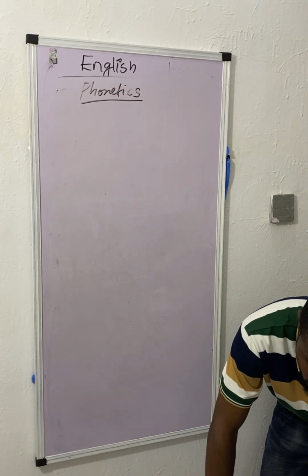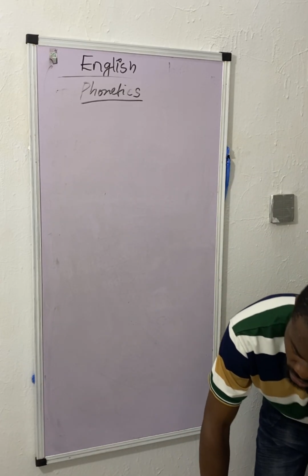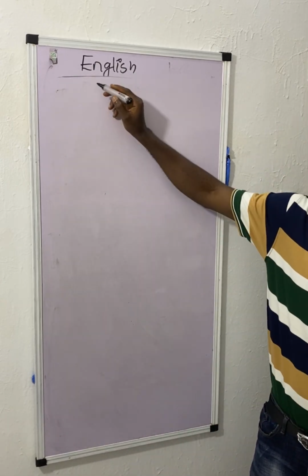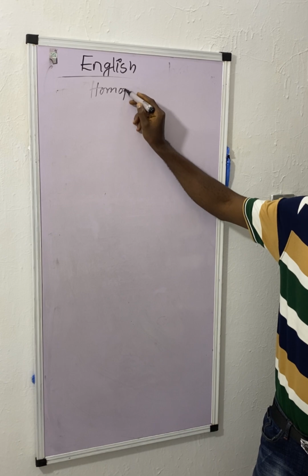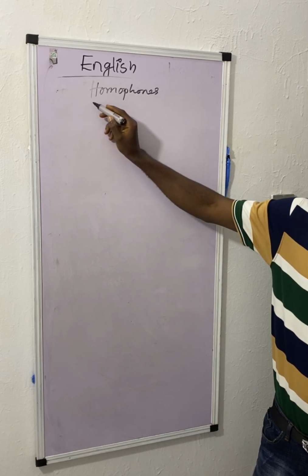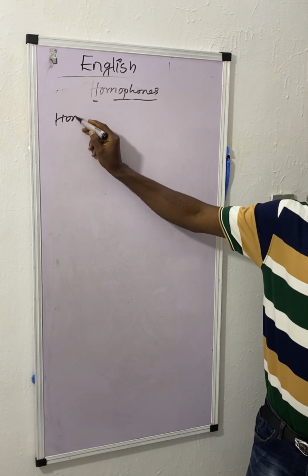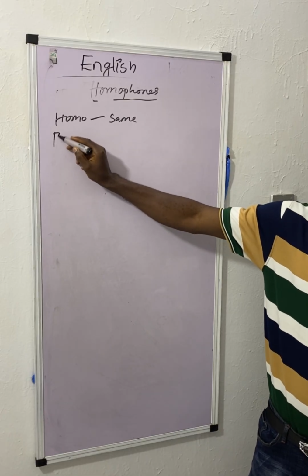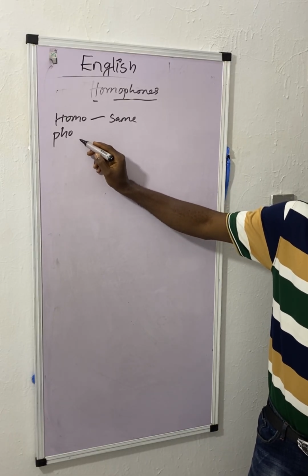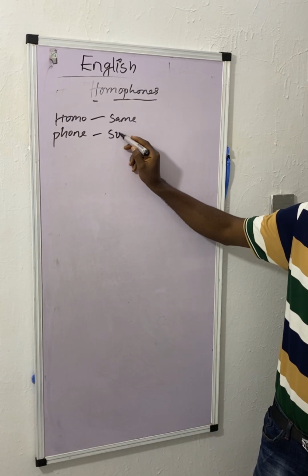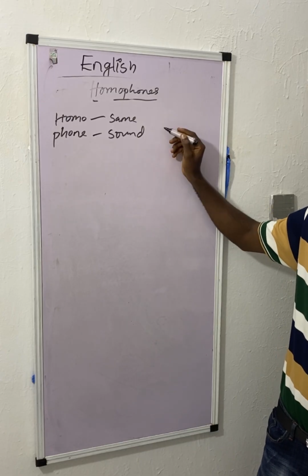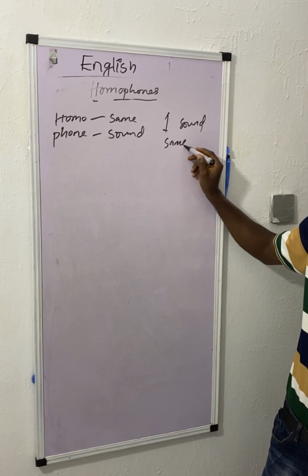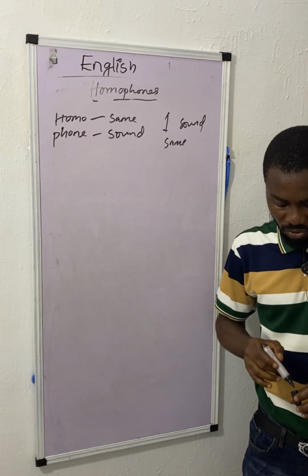All right. So this takes us to homophones. We have two words there, homo and phone. Homo means same or one. Phone means sound. So what this means is one sound or same sound. That's the meaning of homophone.